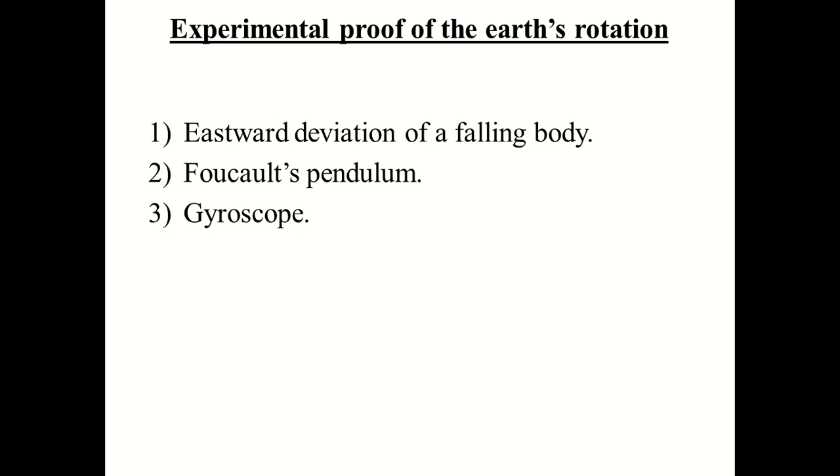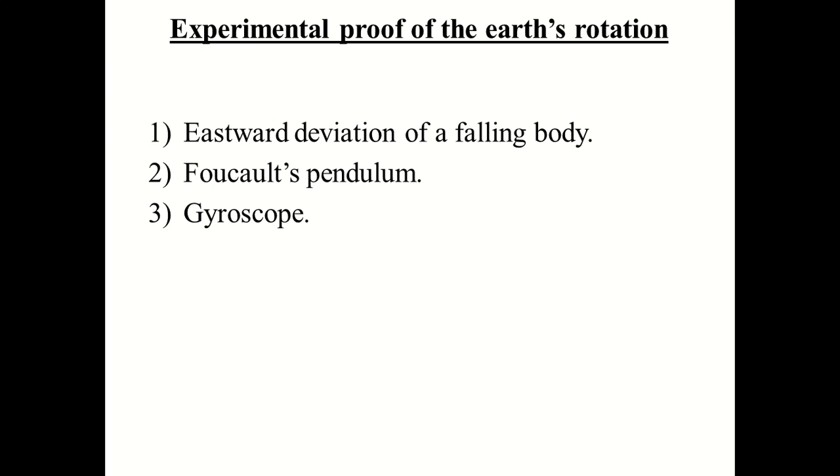The first experimental demonstration was done by Foucault, using a pendulum which is almost similar to a simple pendulum, and which is called the Foucault's pendulum. So the first experimental proof for the fact that Earth is rotating about its own axis is given by Foucault, and it is demonstrated by using Foucault's pendulum.